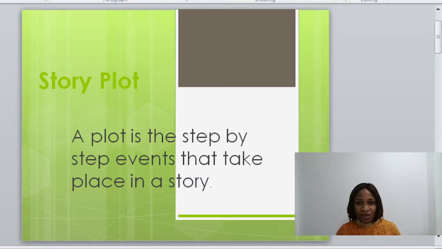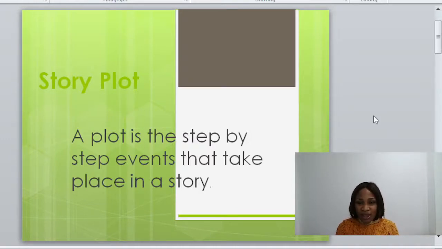Now, when you say story plot, what does it mean? A plot is step by step of all the events that take place in a story. So when you read a story, so many things take place. And how do you put it into a plot? You have to put the events step by step. So that's what a plot means: step by step events that take place in a story.